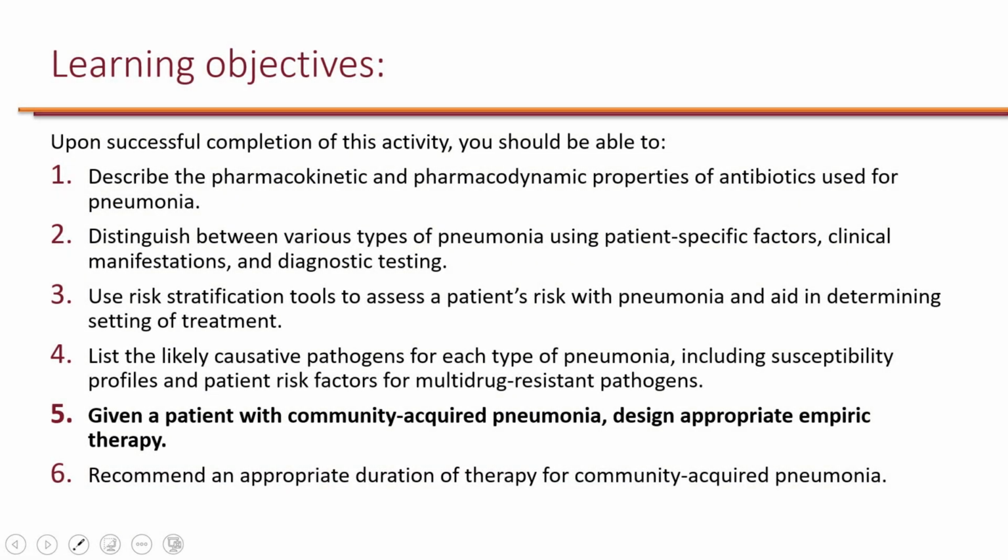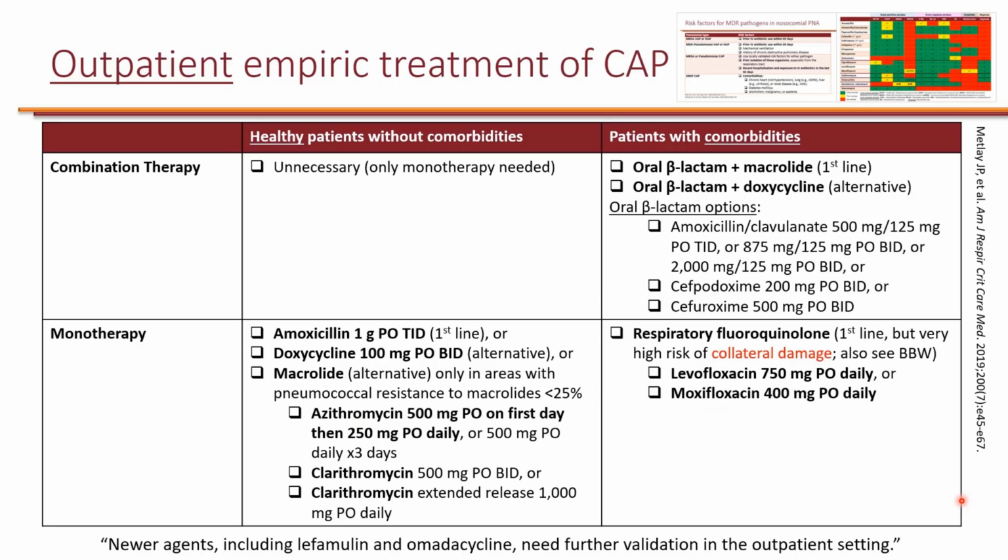We described the pharmacokinetic and pharmacodynamic properties of antibiotics used for pneumonia and distinguished between various types of pneumonia and used risk stratification tools and listed the likely causative pathogens for each type of pneumonia. Now, given a patient with community-acquired pneumonia, let's design appropriate empiric therapy. Here are the recommendations from the 2019 ADSA guidelines for CAP.